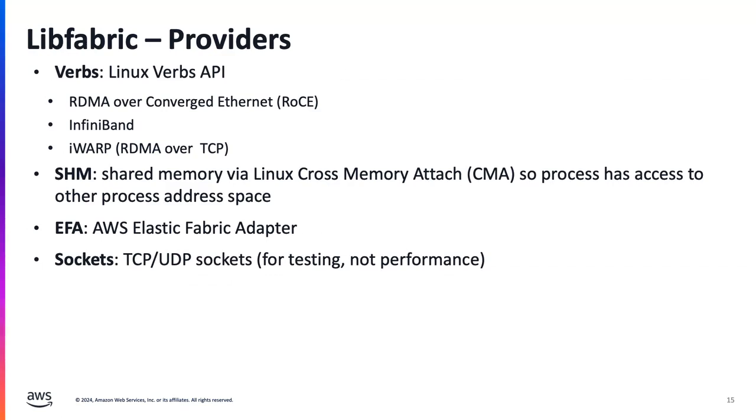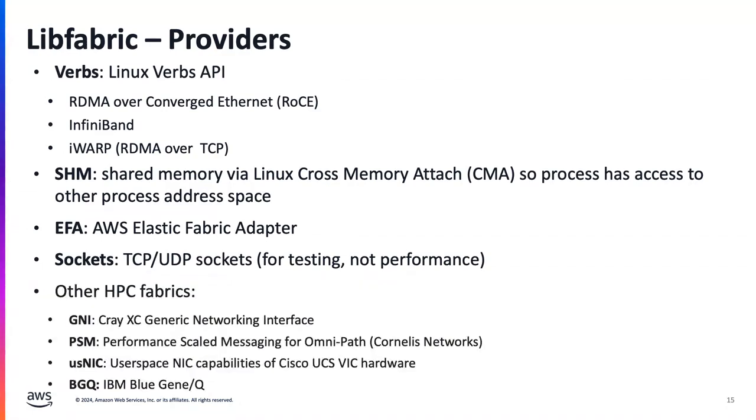Sockets, this is mainly for testing because it's not super highly performant, but it does work. In fact, you can even do this on your laptop. You can use Libfabric with the sockets provider if you're running, say, a MacBook or Linux on your Windows system. And then there are the other high-performance computing fabrics: Cray Generic Networking Interface, Performance Scaled Messaging for Omni-Path, usNIC (user space NIC) capabilities of Cisco UCS, and IBM Blue Gene/Q, in case you have one of these in your backyard.